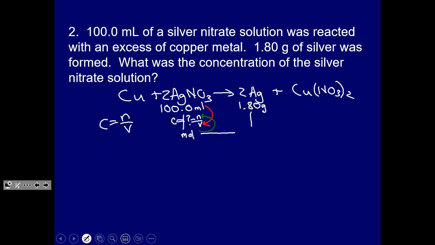I have the V. I probably have to turn that into liters. Not a problem. How can I determine the moles of silver nitrate? Somebody complete the map for me. Tell me where I go. What am I using? What am I doing?